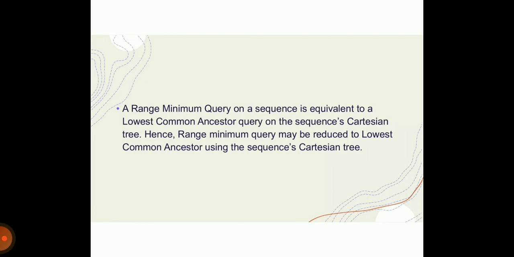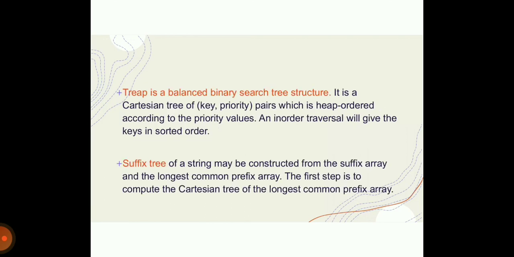Now the second application is in range minimum query. A range minimum query on a sequence is equivalent to a lowest common ancestor query on the sequence's Cartesian tree. So range minimum query can be reduced to the lowest common ancestor problem using the Cartesian tree of the sequence.